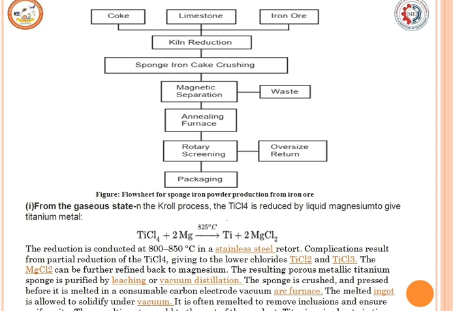So how is sponge iron powder produced from iron ore? You use coke, limestone and ore. In the kiln, chemical reduction happens. Sponge iron and coke crushing happens. Magnetic separation removes the waste. Annealing happens in the furnace. Further rotary screening is done, oversize is returned, and packing is done. This is how powder is produced from iron ore. The overall temperature is 800 to 850 degrees centigrade.